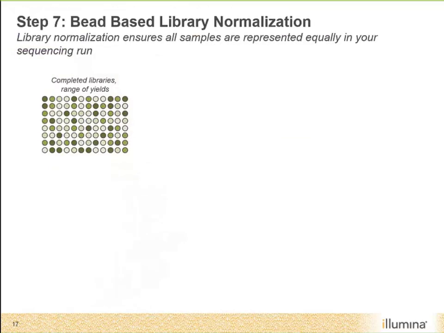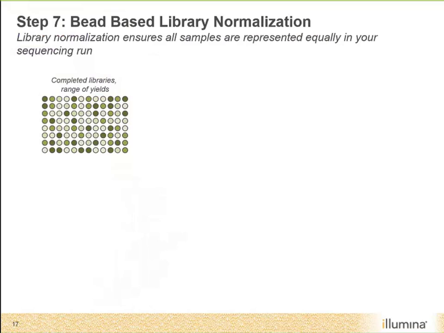So once we have our libraries generated, cleaned up, and checked for quality, we're well on our way to putting these libraries on the sequencer. We recommend that libraries are normalized to the same nanomolar concentration, because this gives every library within a pool an equal chance to bind to the flow cell.